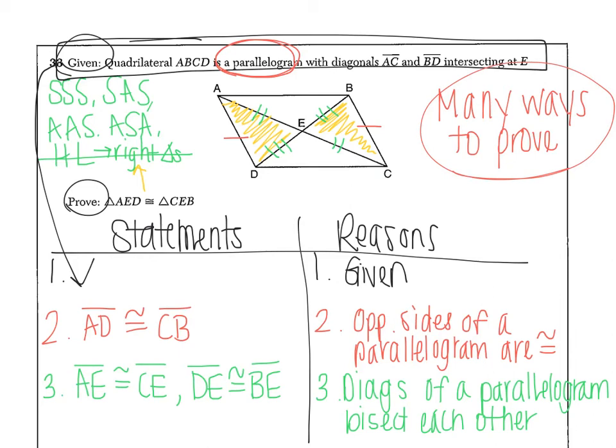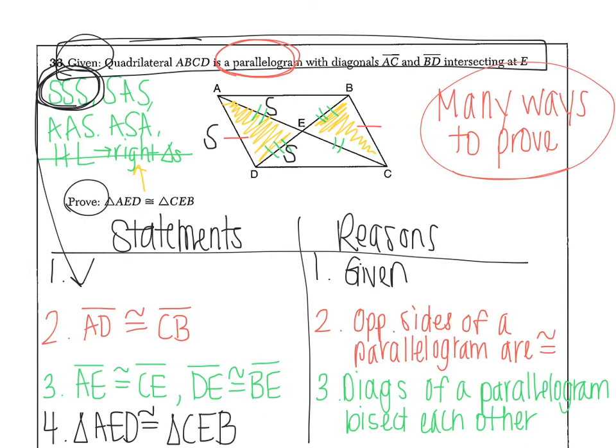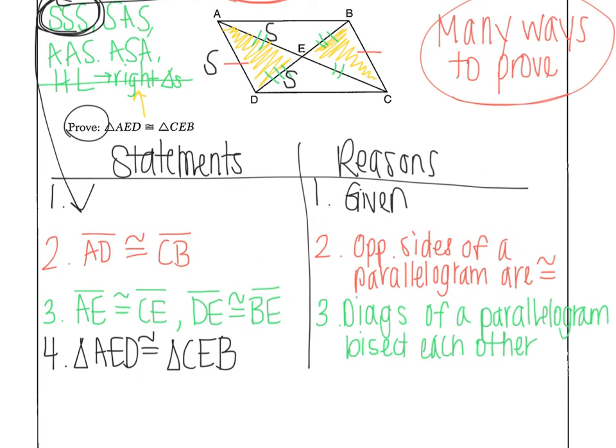When I look at my picture, I notice that I have 1 set of sides, 2 sets of sides, 3 sets of sides, which means that I can prove the triangles congruent right now by side, side, side. Triangle AED is congruent to triangle CEB. And again, this is because of side, side, side.